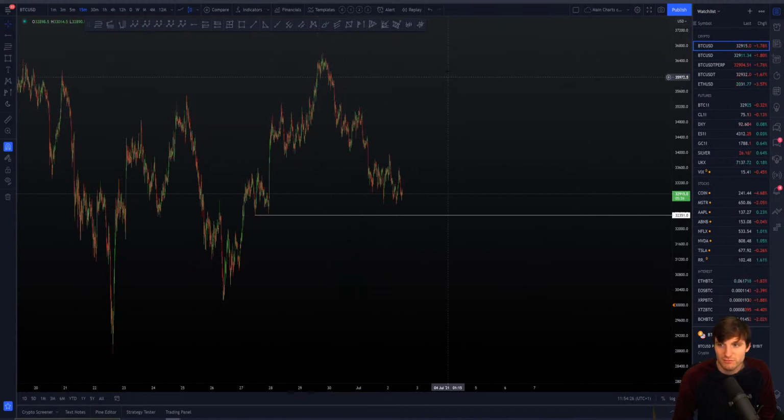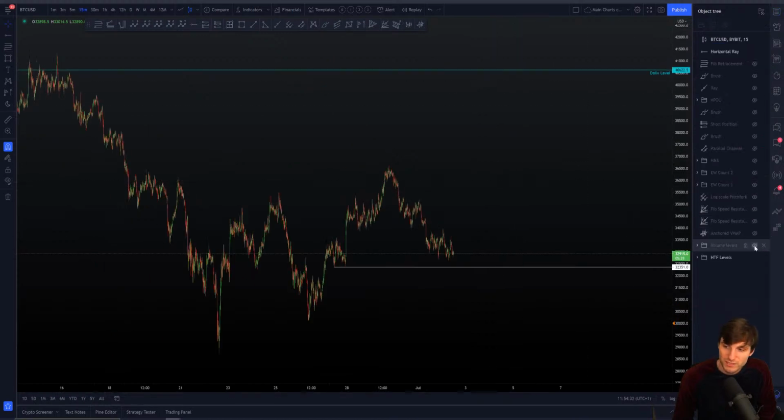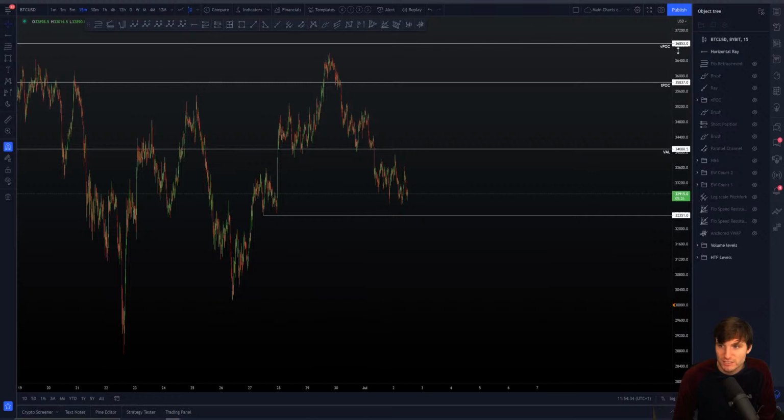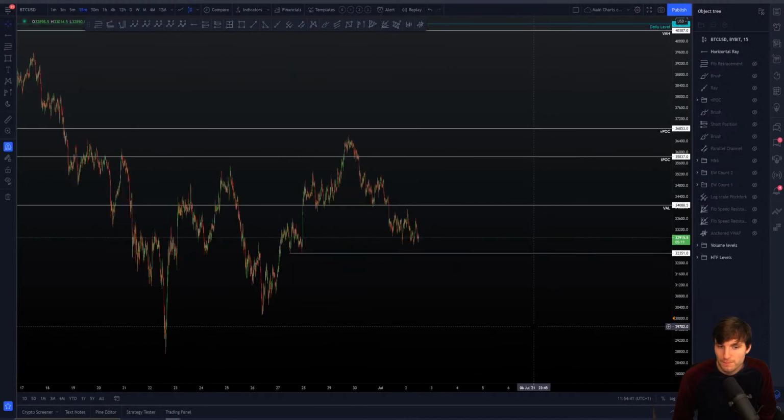Now that sits at around 36,400, and obviously the bigger one, which is from Sunday, you have to remember that these levels change, still comes in at 36,853. So do not forget about that level either. So yeah, there you go.